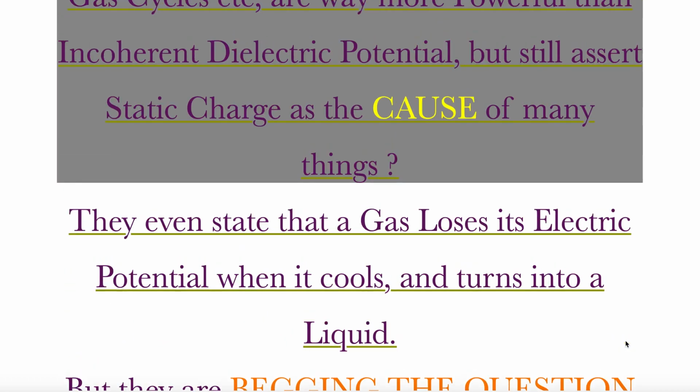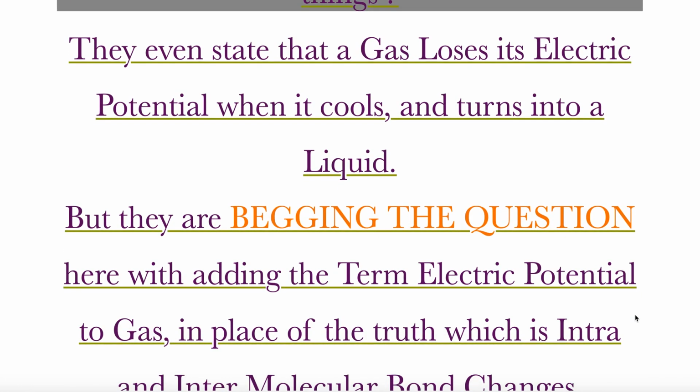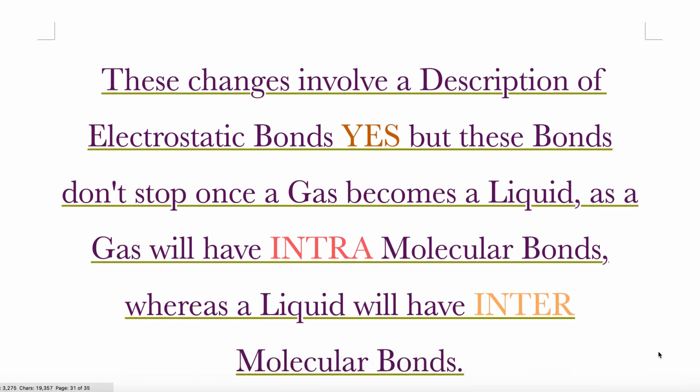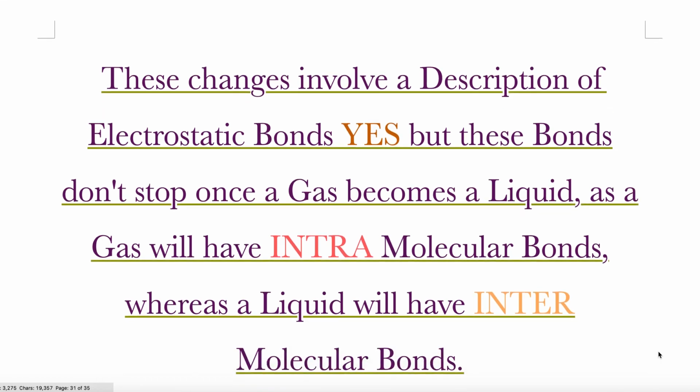They even state that a gas loses its electric potential when it cools and turns into a liquid. But they are begging the question here, adding the term electric potential to gas in place of the truth, which is intra and intermolecular bond changes. These changes involve a description of electrostatic bonds. Yes, the description of it is electrostatic bonds, I'm not denying that. But these bonds don't stop once a gas becomes a liquid, as a gas will have intramolecular bonds, which bond the molecule together, whereas a liquid will have intermolecular bonds, which bond the molecules to other molecules.